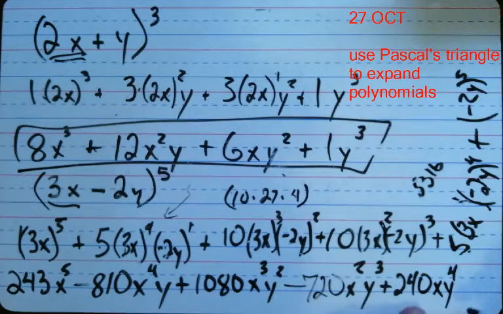And then finally, the last number is negative. How do I know that? Because it goes positive, negative, positive, negative, positive, negative. 2 to the fifth is 32, y^5. And that's the answer.